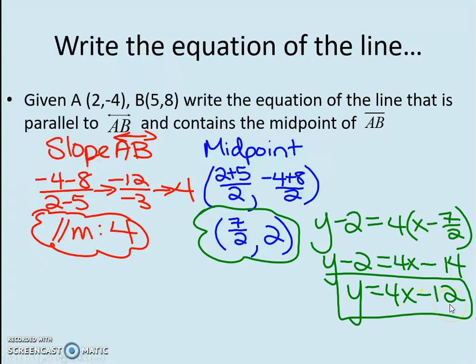So that will be the equation that goes through the midpoint between these two points and has the same slope as this parallel line right here. And the slope was found from using A and B. And then because it's parallel, they have the same slope.